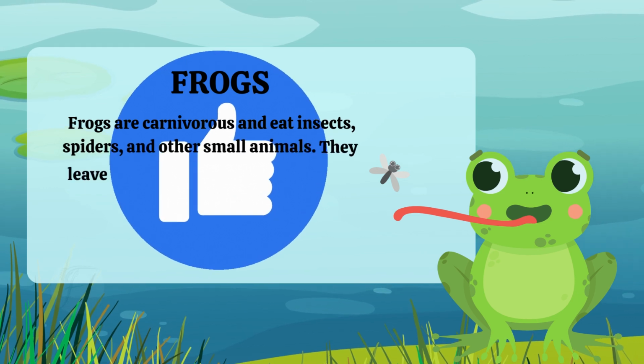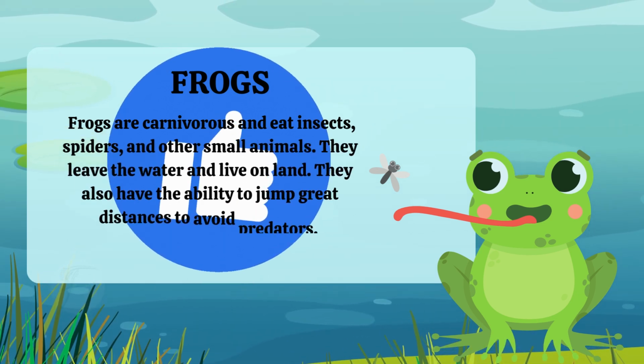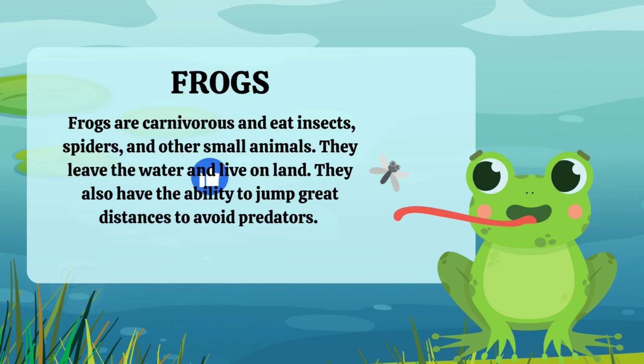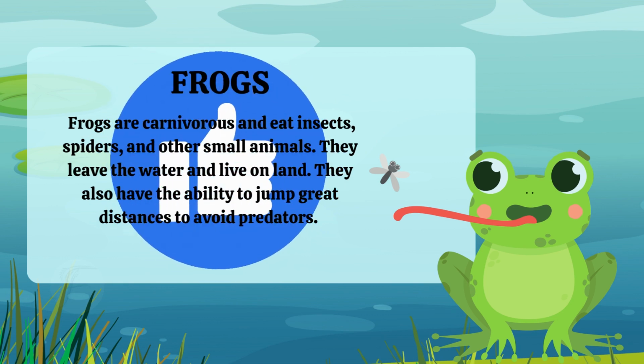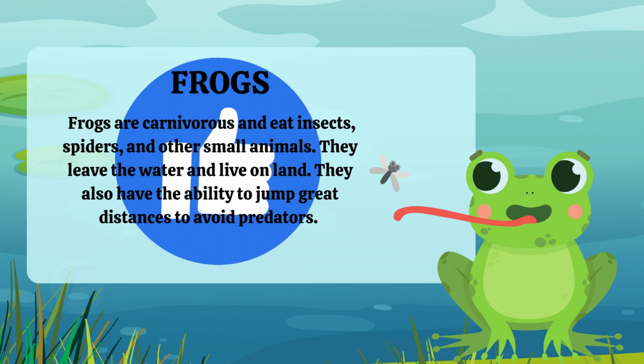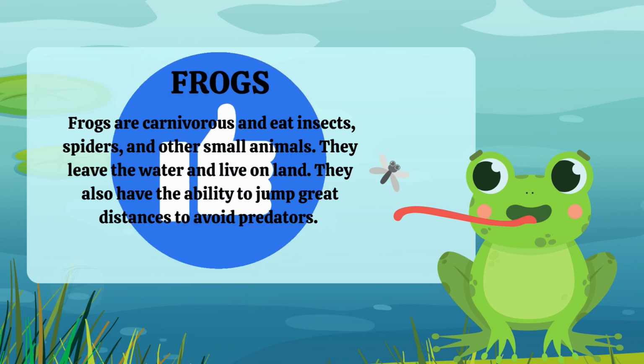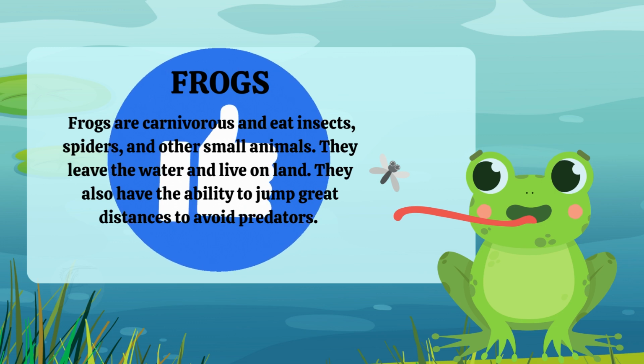Frogs are carnivorous and eat insects, spiders, and other small animals. They leave the water and live on land. They also have the ability to jump great distances to avoid predators.